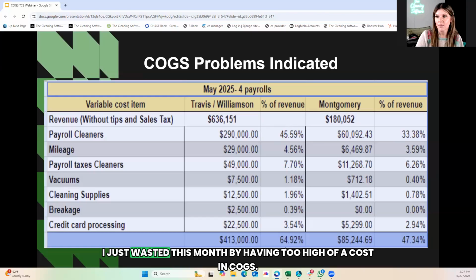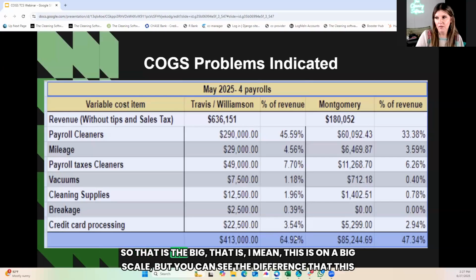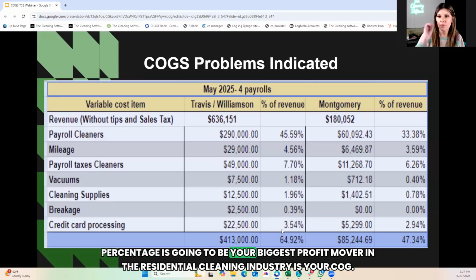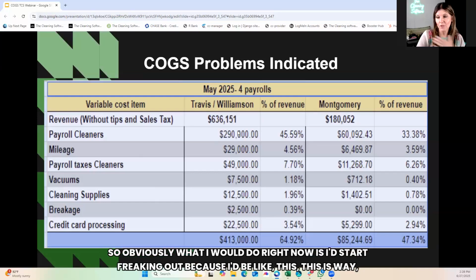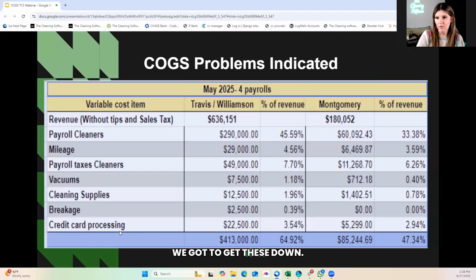$76,000 I just wasted this month by having too high of a cost in COGS. So I mean, this is on a big scale, but you can see the difference that this percentage makes. Your biggest profit mover in the residential cleaning industry is your COGS. If you can get your COGS low, then you are talking way more profit. So obviously, what I would do right now is I'd start freaking out because I'd be like, this COGS is way too high. We've got to get these down.